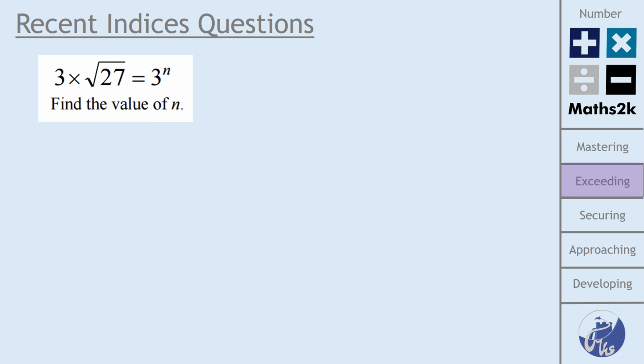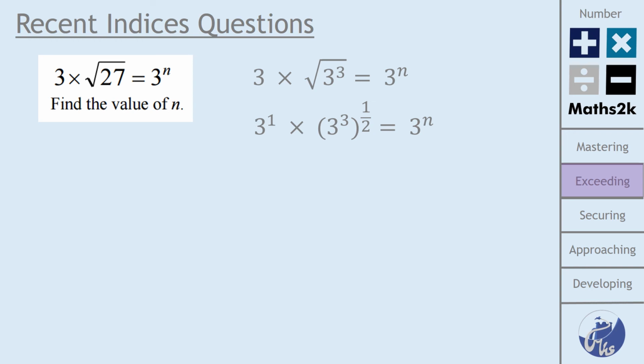So here we have 3 times the square root of 27 equals 3 to the power of n, and the task is to find that value of n. So working with the left-hand side, we need to start writing it as powers of 3 as best we can. Well, 27 is 3 cubed, so the first thing I'm going to do is write that into the left-hand side of the equation. Now the next thing I'm going to do is write the power of 3, which is at the front. Now 3 on its own means 3 to the power of 1. And a square root will be a fractional power of a half. And then my question starts to look a little bit like this.